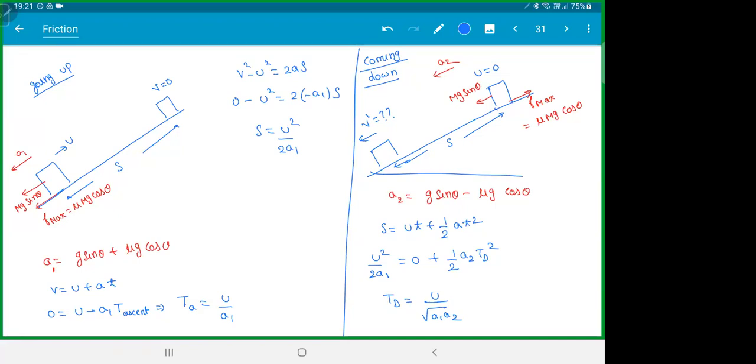Any doubts on this? It's a good one. Next one. Try the next one with variables and see.